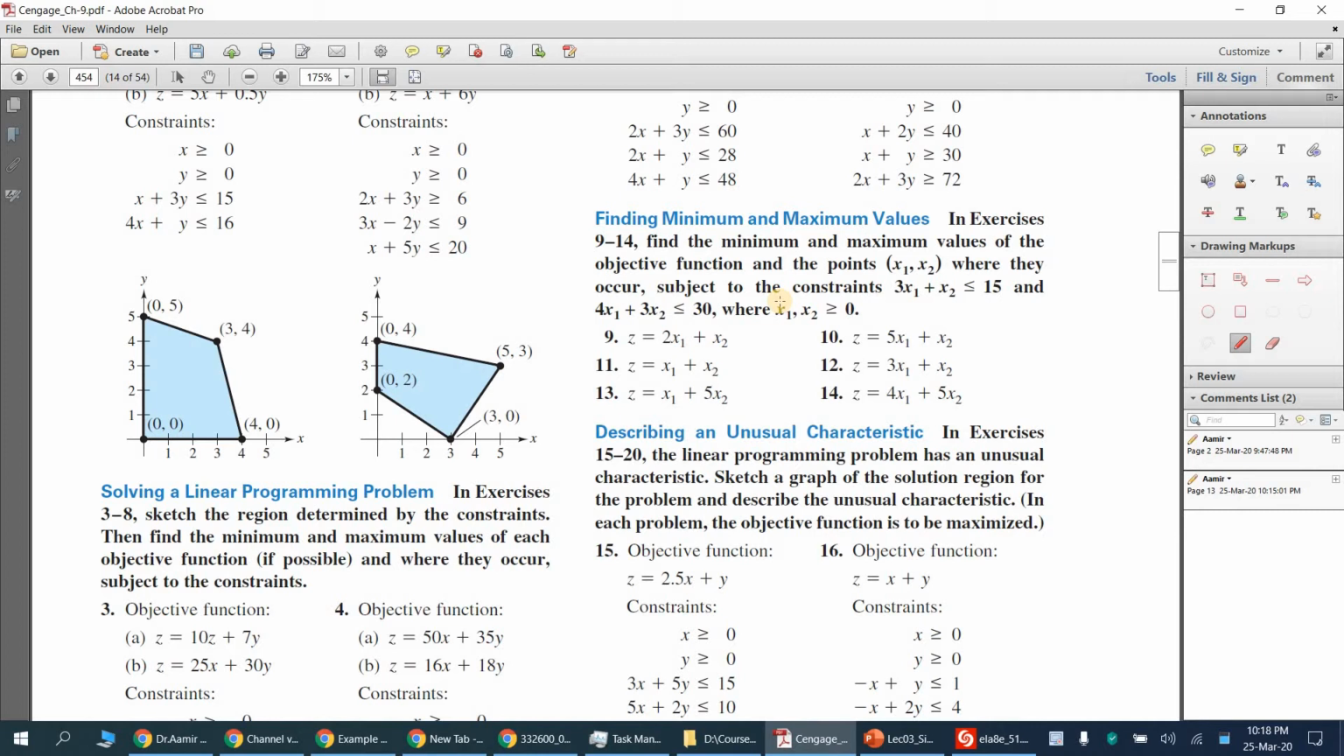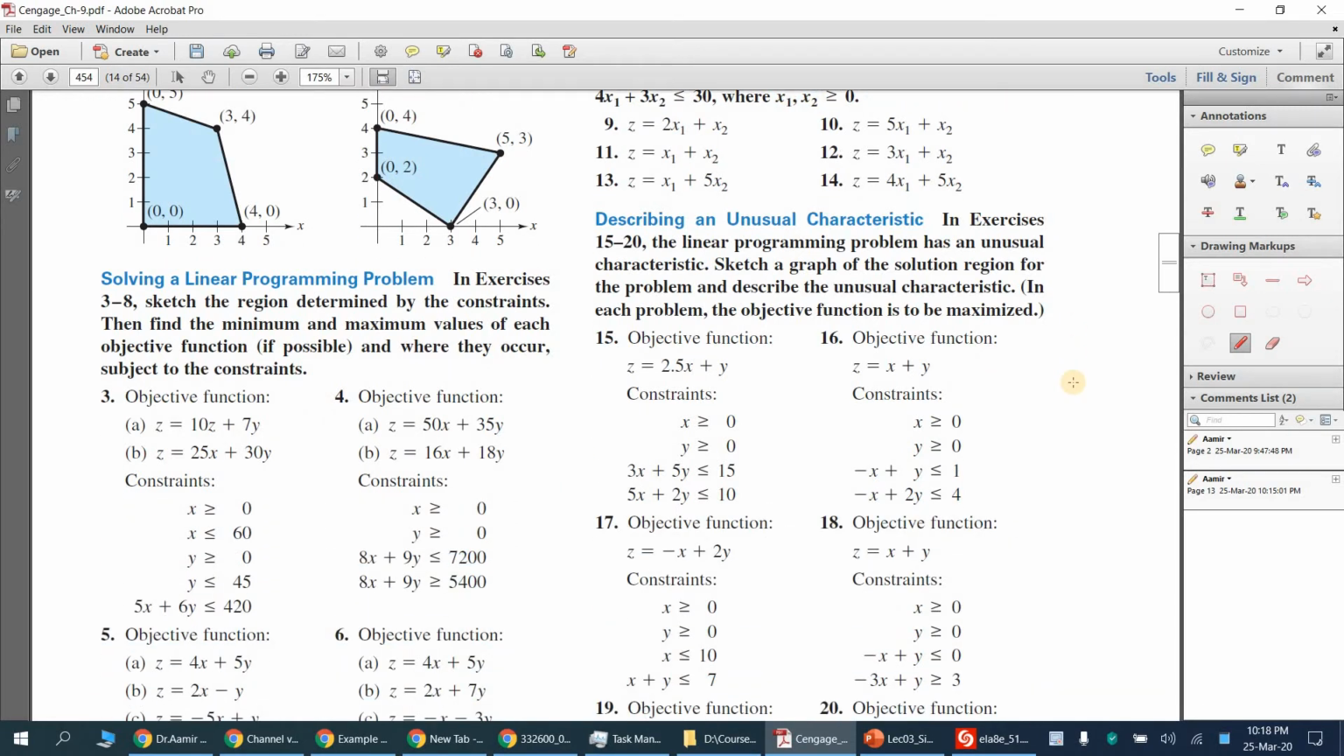So the constraints are given. Z value is given like this. So these are a lot of examples now. The Z value is only given here, but the constraints are common. So constraint 1, constraint 2, so two constraints, and 3 and 4 are the non-negativity. Okay.